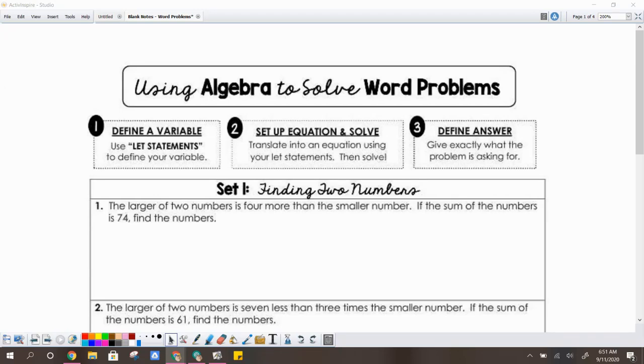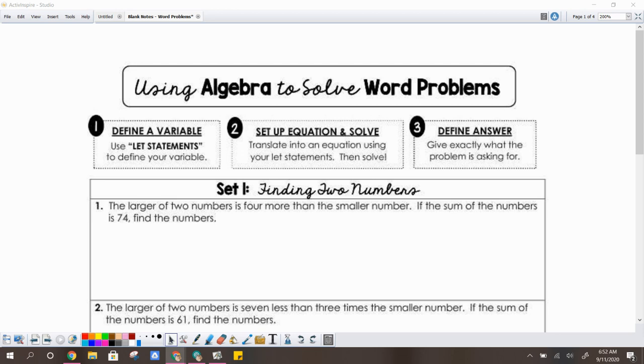Today we're going to be talking about using algebra to solve word problems. There are 3 steps that you need to follow when you're trying to solve word problems. Step 1 is to define your variable. We're going to use let statements to define what our variables mean. Step 2 is to set up an equation and solve.